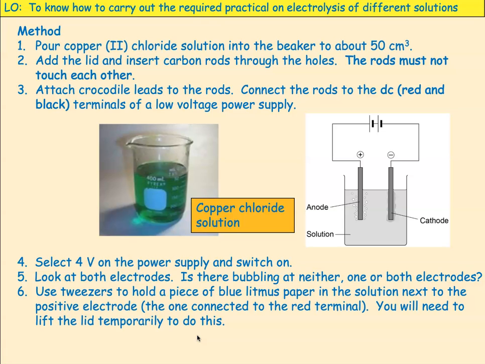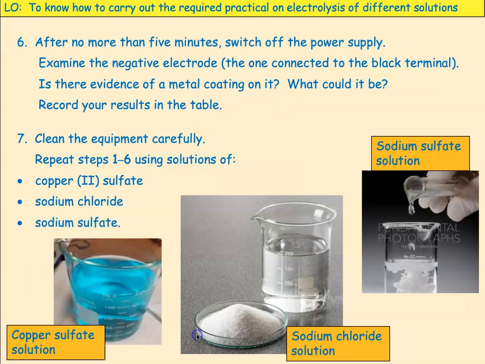Look at both of the electrodes. Is there bubbling at either? Is there any at either of the 2 of them, one of them, or both of them? Okay, because that will denote a gas being made. Use tweezers to hold a piece of blue litmus paper at the solution next to the positive electrode. This is the one connected to the red terminal. It is the one connected to the positive electricity source. You need to lift the lid temporarily to do this.